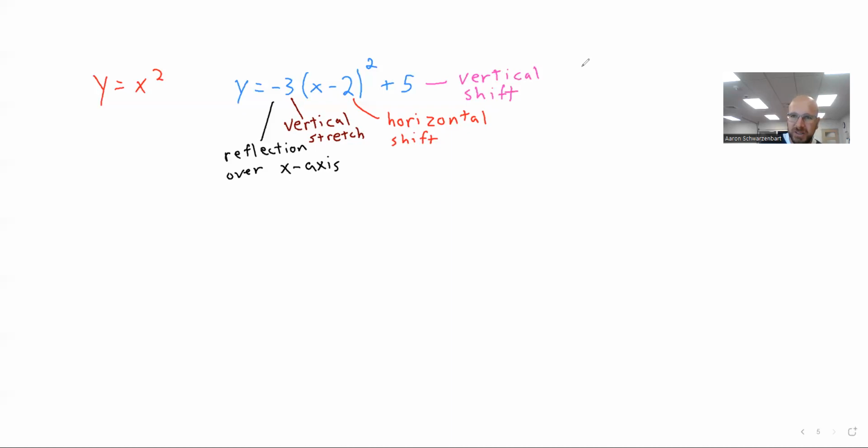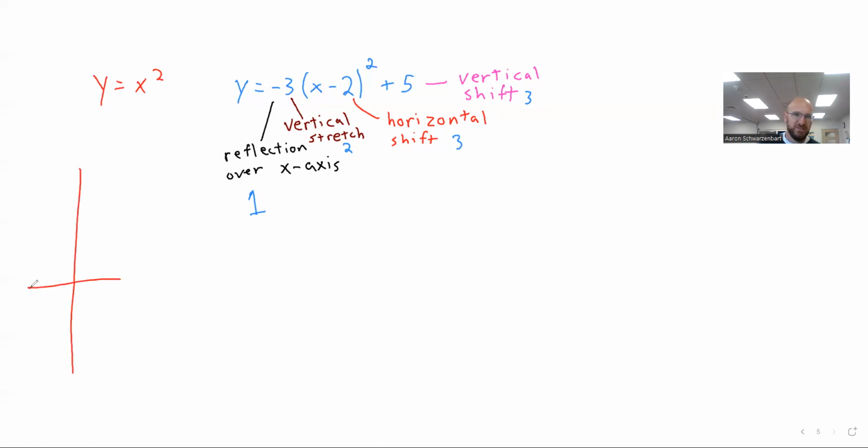So the order I must apply them in: 1 and 2 can switch. It's kind of like multiplication and division: reflections, vertical stretches and compressions, and horizontal stretches and compressions can all switch. Horizontal shifts and vertical shifts can go in either order; I usually do them together. So I'm going to do 1, 2 in the same step.